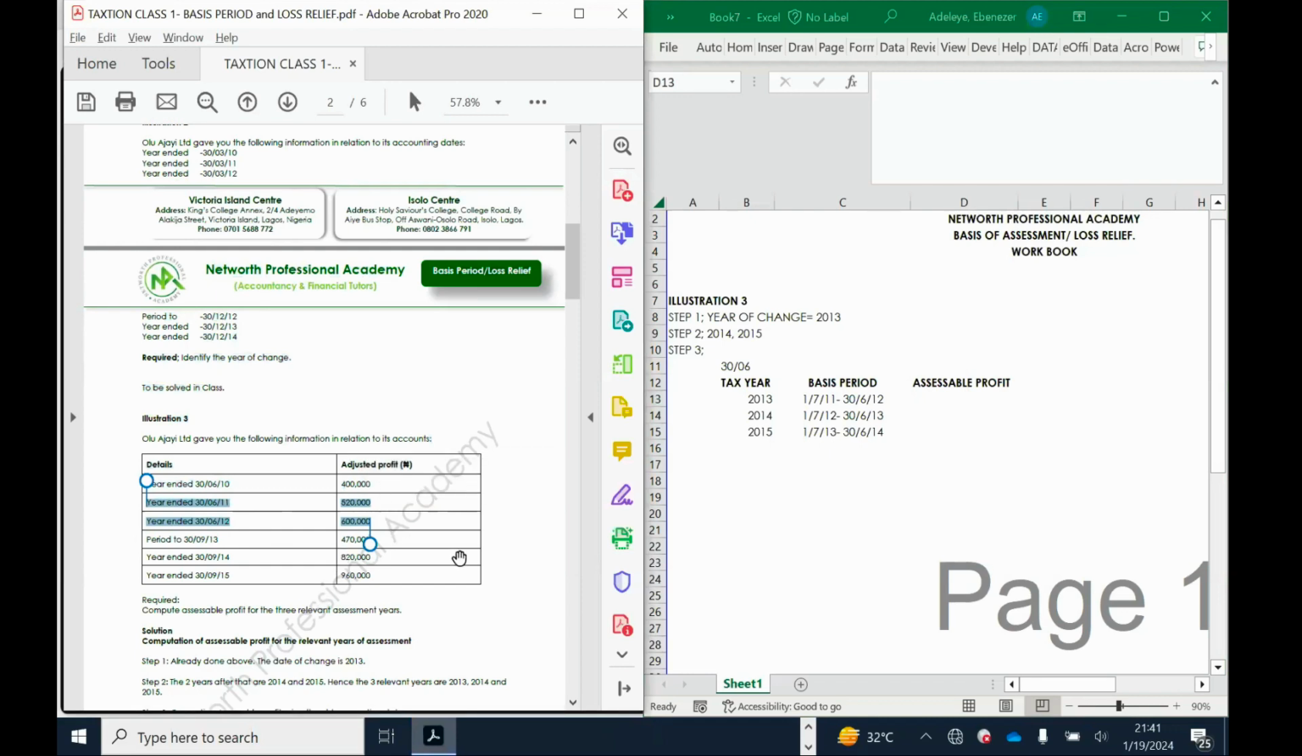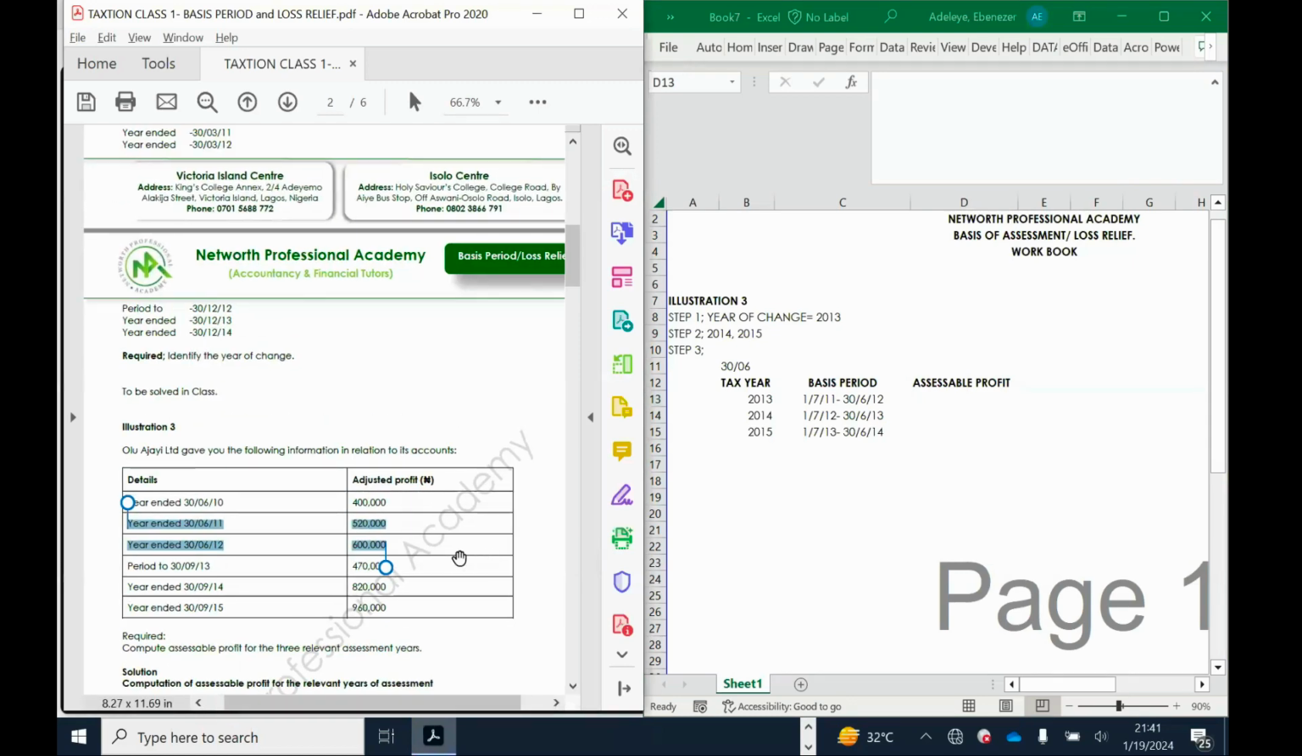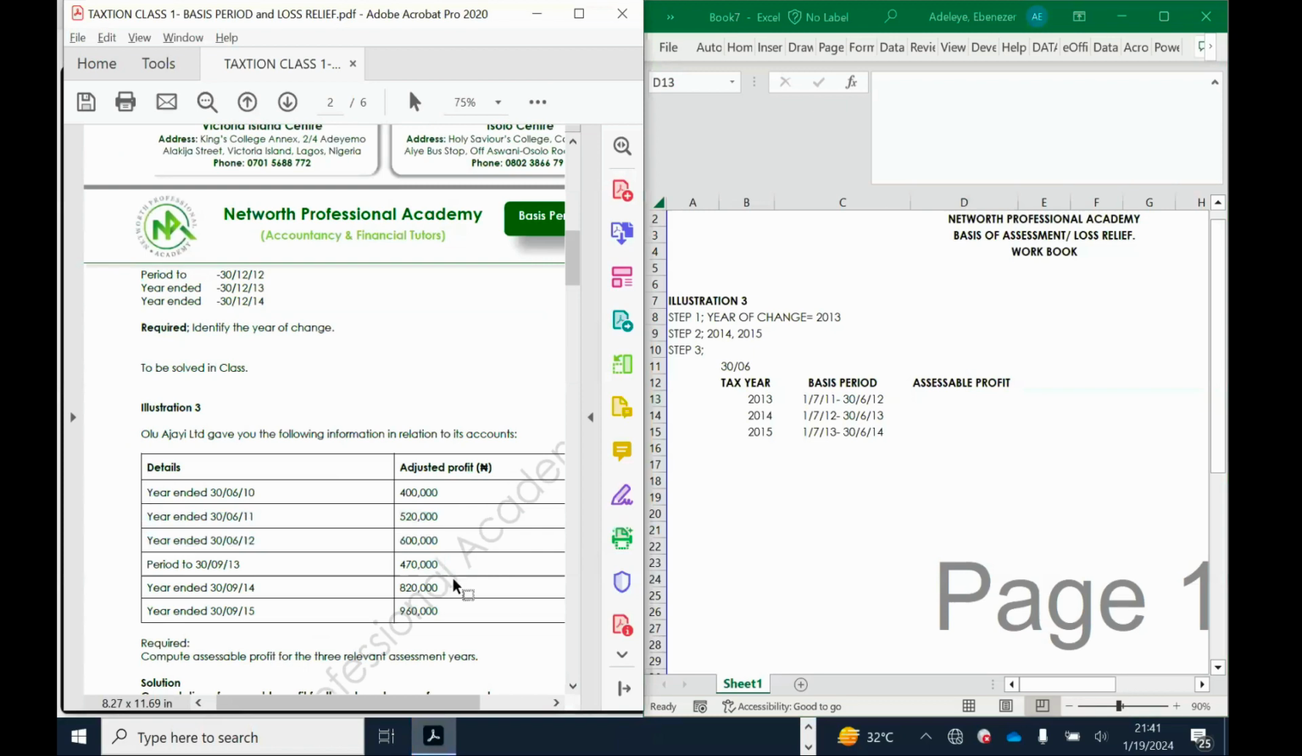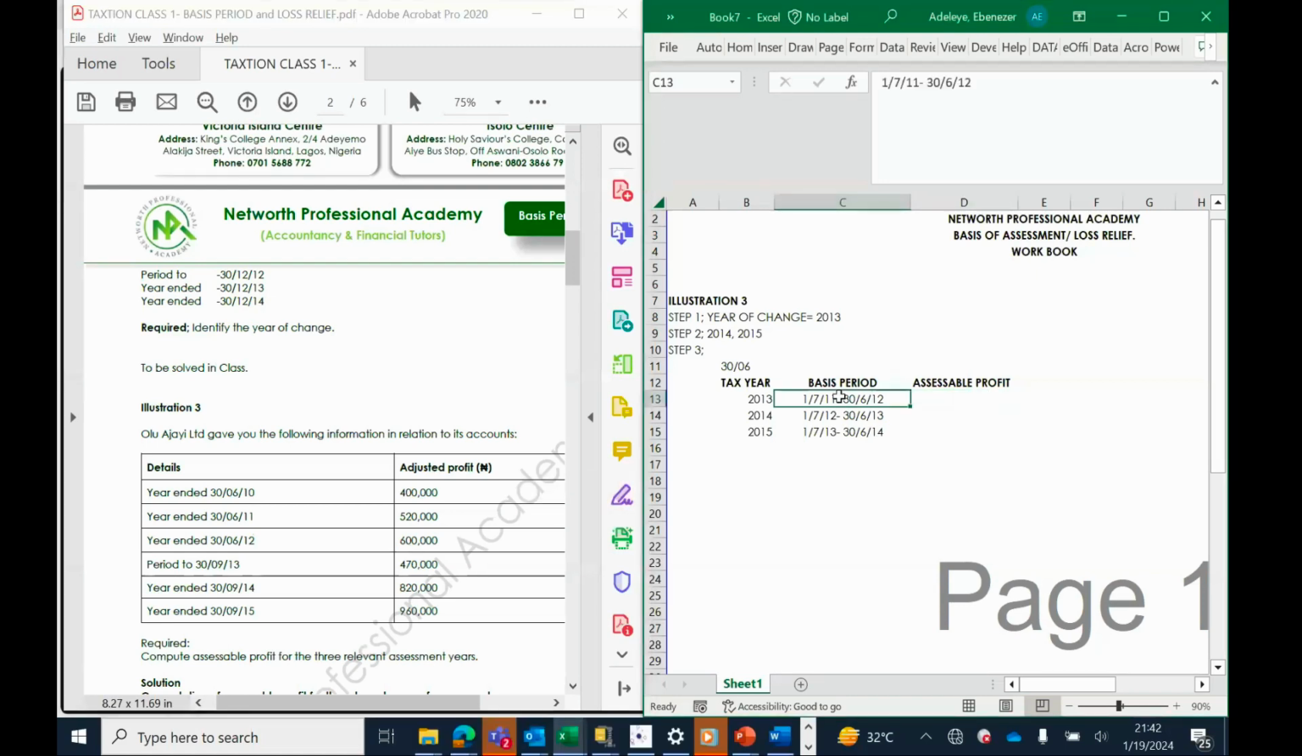Can you guys see it very well? Let me increase the font size a little. This is what I'm talking about. For this year, this is the profit from the beginning of the year to the year end. So what is the beginning of this year? The beginning of this year will be 1st of July 2011 to this period, and that is the profit, the 600 we have here. Please, if you do not understand, let me know.